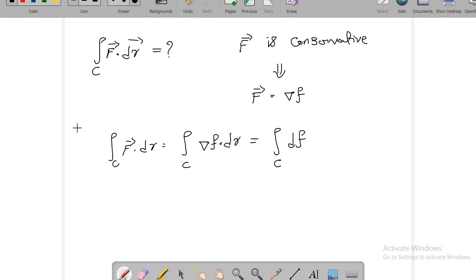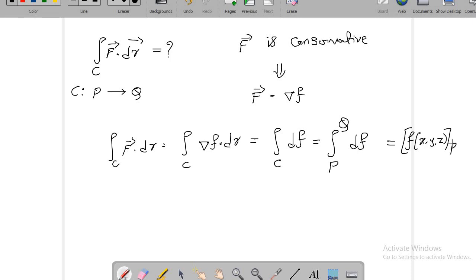Let us assume that C is a curve which starts at P going till Q. Now I am going to write it like this. This is the integral P to Q of the derivative of f. But we know the integral of the derivative of f is the same as f. So this is f of x, y, z, where the lower limit is P and the upper limit is Q. So finally the answer is f of the final point minus f of the initial point.